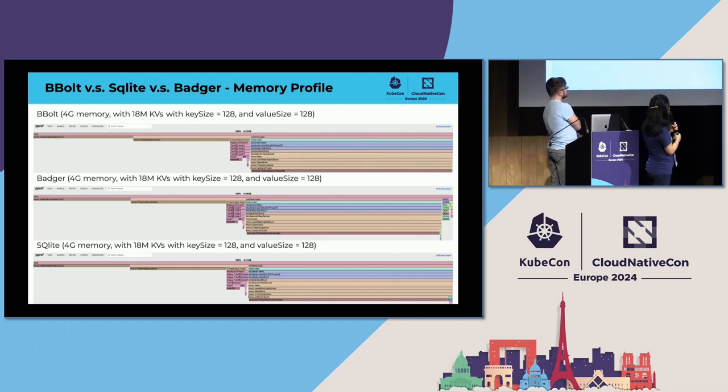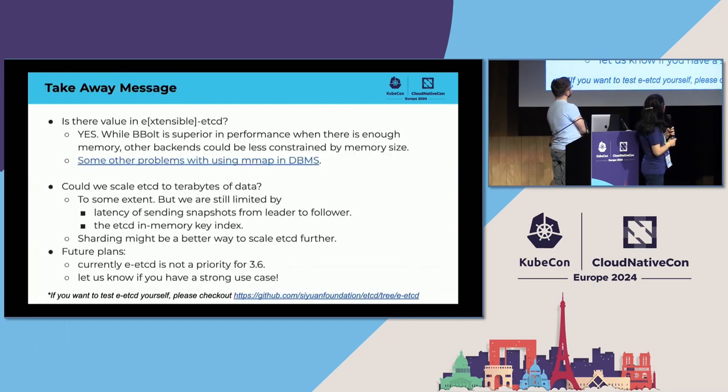And what's not reflected in here is the mmap used by BBolt, because it's a system thing; the system kind of determines what it uses. So Golang doesn't really have any visibility on how much memory is used by mmap.